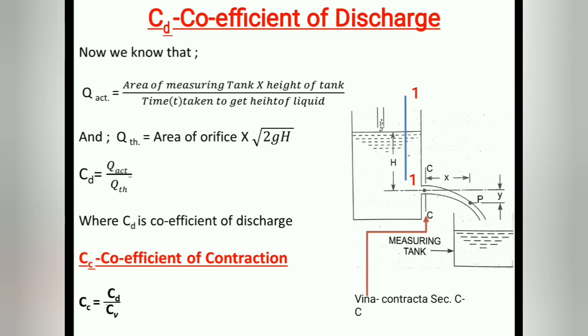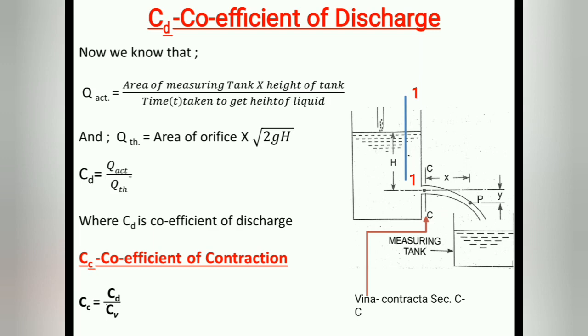So how to get Q actual? We can determine it using the area of the measuring tank into the height of the tank, that is the height of water filled during the time t. Suppose we fill the tank up to the top of the water, then what is the time taken to reach this height? So Q actual is equal to area of the measuring tank into height of the tank divided by the time t taken to fill the tank. Using this relation, after putting in the values, we can get the value of Q actual.